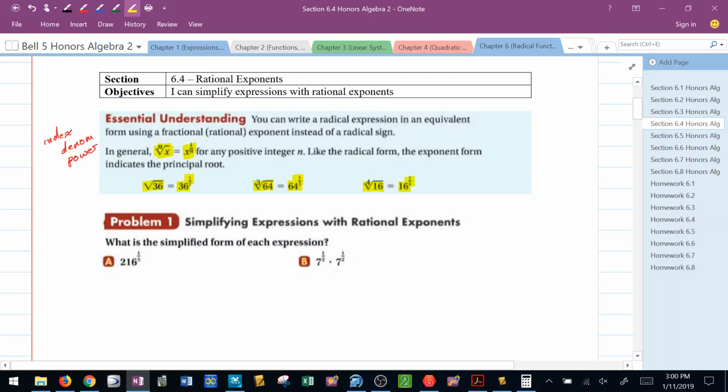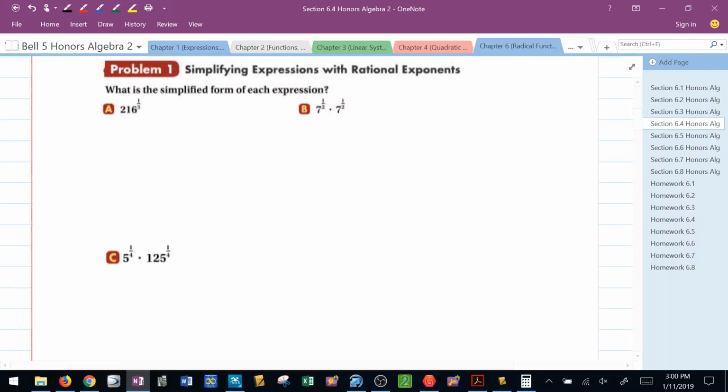Okay, so the first thing is, let's try to see if we can convert these or look to simplify these. Now the problem says take 216 to the 1/3 power. Well, I'm going to look at it as the third root of 216. Now I know that the third root of 216 is something that I can do. The reason why I can do it is because another way to write 216 is 6 cubed. So the simplified form of 216 to the 1/3 is simply 6. How about the next one?